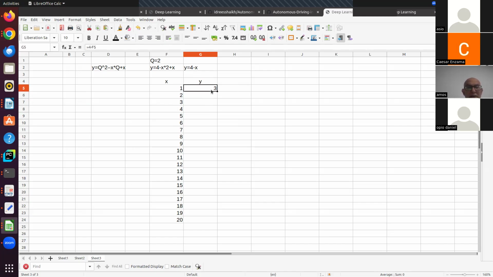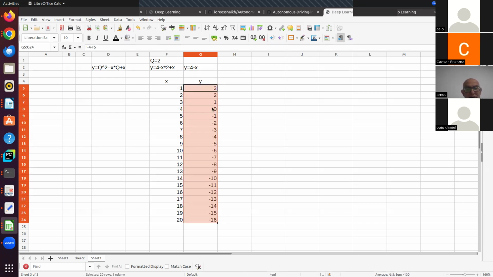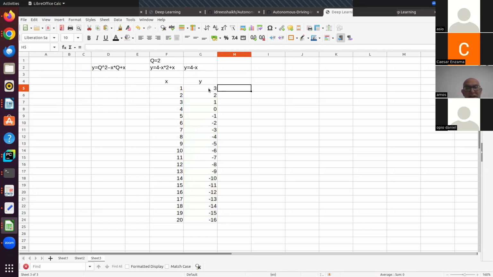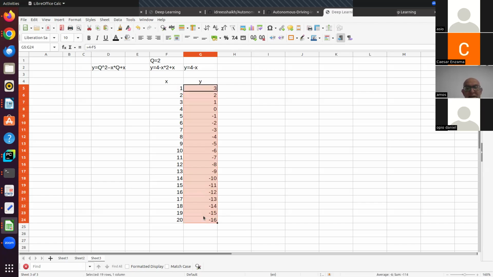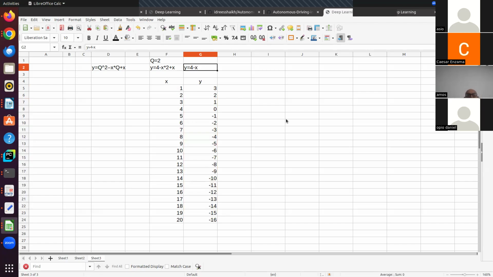Beautiful. So what can we do now? We can take this one and drag it all the way down. We'll get all the numbers, which is really a function of a straight line. Because, as you can tell, y equals 4 minus x, it's a line sloping down. Now, this is one way to do it. You can do it in a more sophisticated way.